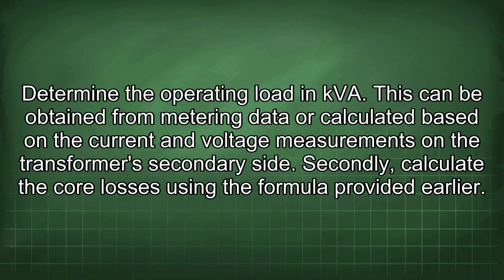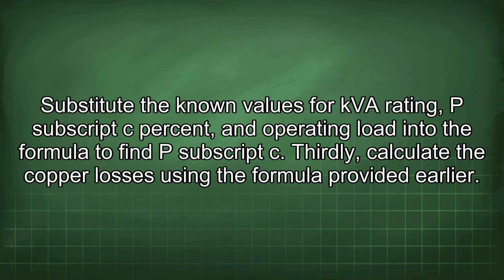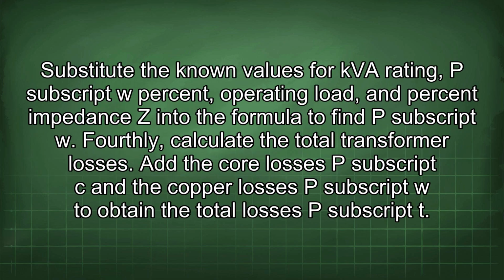Secondly, calculate the core losses using the formula provided earlier. Substitute the known values for kVA rating, P_C percent, and operating load into the formula to find P_C. Thirdly, calculate the copper losses using the formula provided earlier. Substitute the known values for kVA rating, P_W percent, operating load, and percent impedance C into the formula to find P_W.